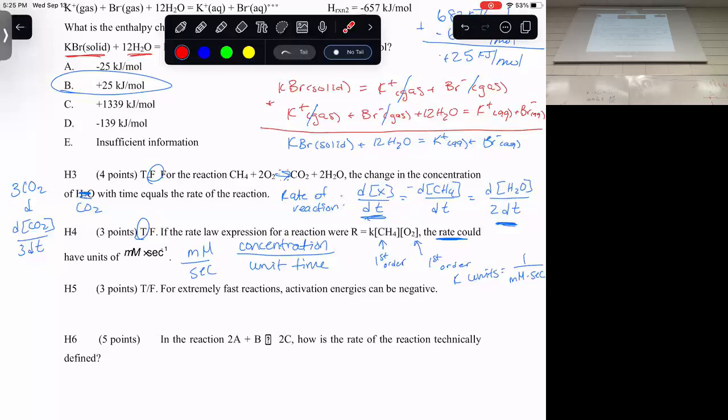So for this one here, what's our overall order for this second one? Help her out, what's the overall order? 3, right? And why, how did we get that? We added our 1 exponent from CH4 and our 2 exponent from O2. So 2 plus 1 is equal to 3, which is our overall order.